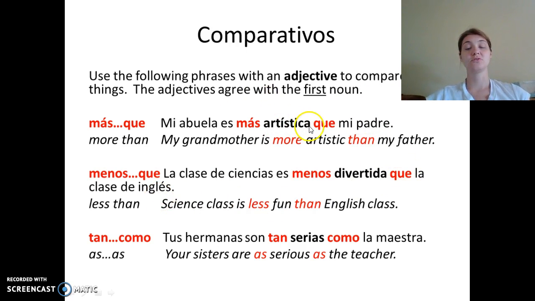The adjective that you use as your comparison never matches the second noun in the sentence. It always matches with the first noun in the sentence.